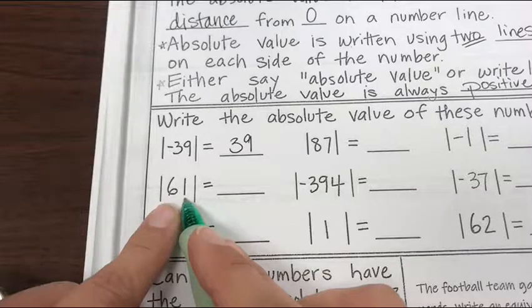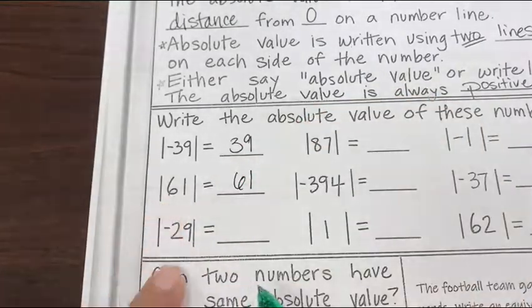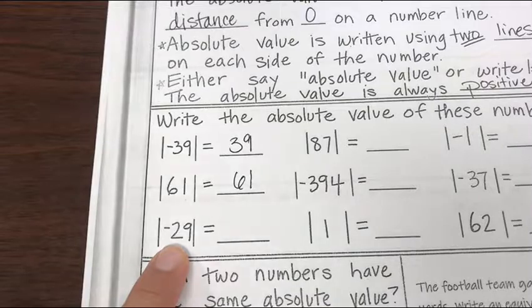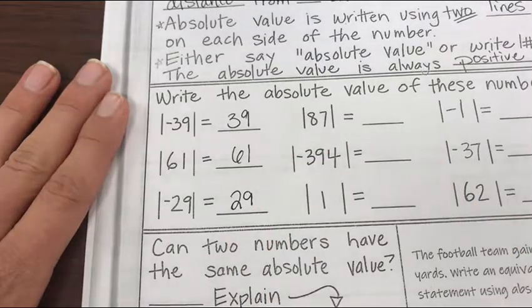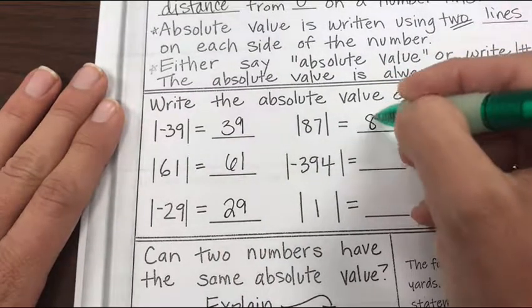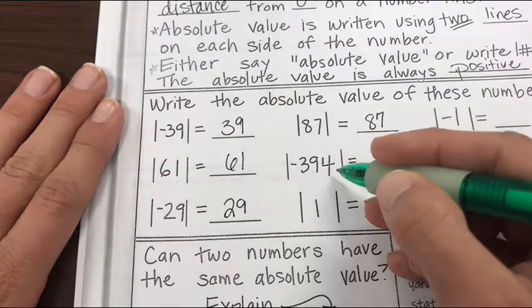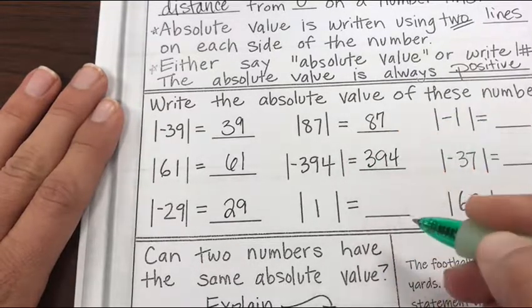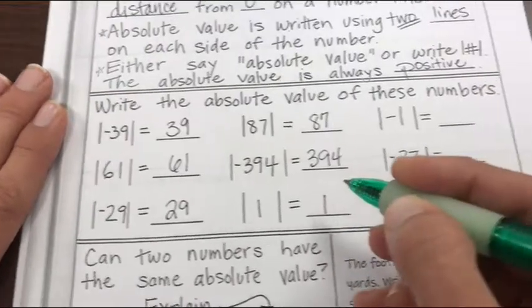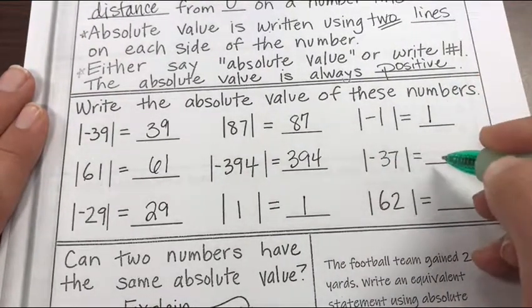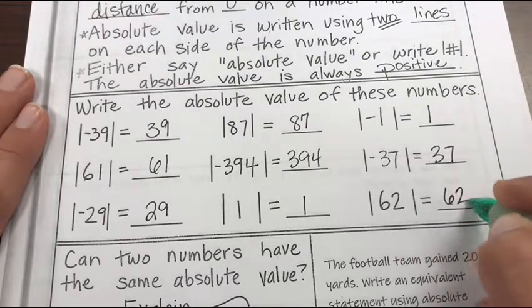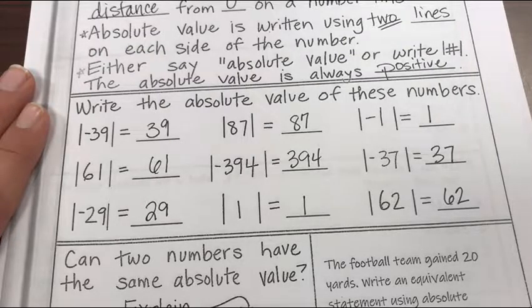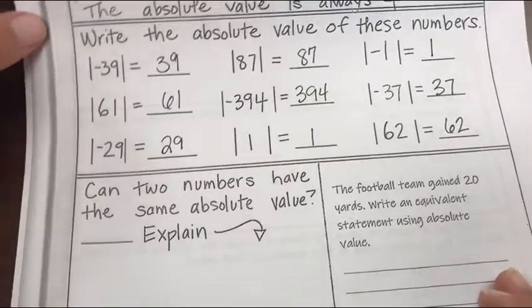How many jumps away is 61 from 0? Well, it's 61. How many jumps away is negative 29 from 0? So it has an absolute value of 29. Absolute value of 87 is 87. Absolute value of negative 394 is 394. Absolute value of 1 is 1. The absolute value of negative 1 is 1. The absolute value of negative 37 is 37. And the absolute value of 62 is 62. So you'll notice that they're all positive because absolute value is the distance to 0, and distance can't be negative.